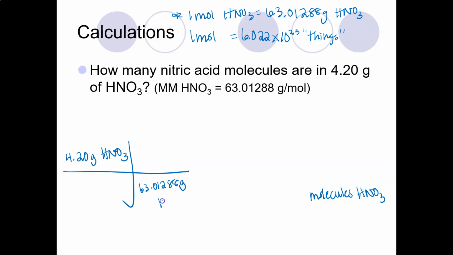I need to put 63.01288 grams of HNO3 on the bottom, 1 mole of HNO3 on the top. Cancel out the unit grams. If I were to stop right now, my answer would be in moles, which is awesome, just not what I want. So that's why I'm getting ready for a second step. What I'm going to need to do is convert moles into molecules.